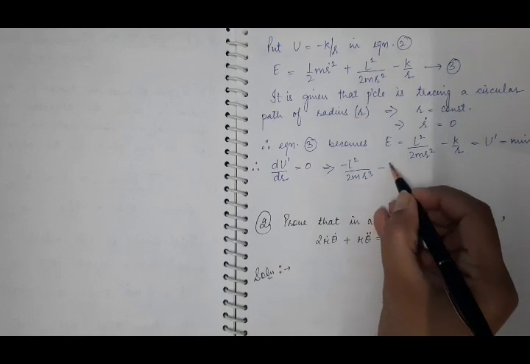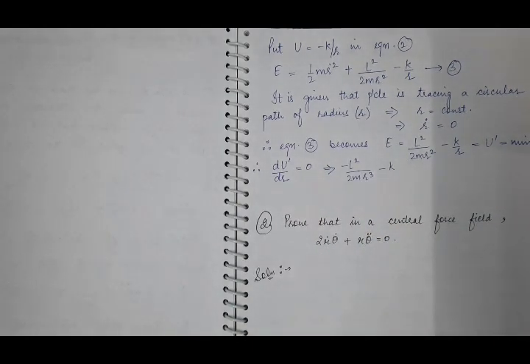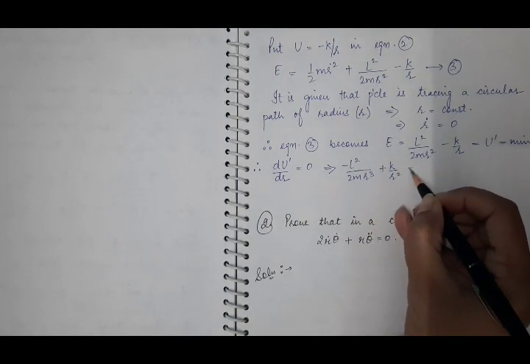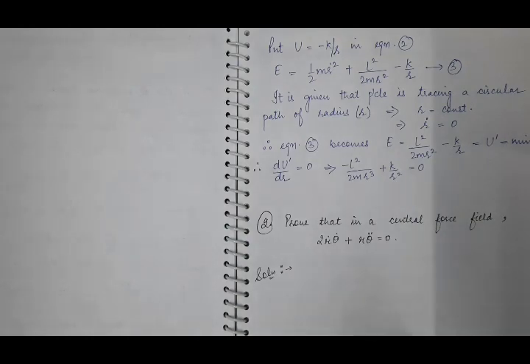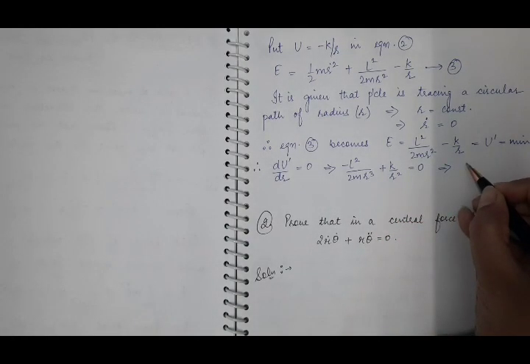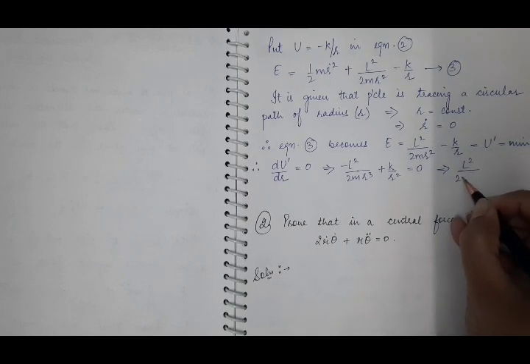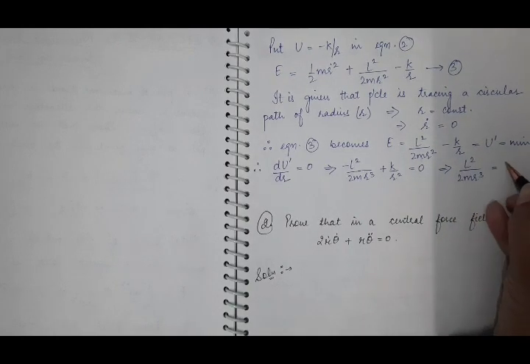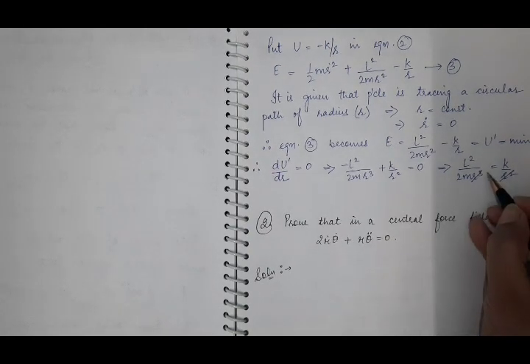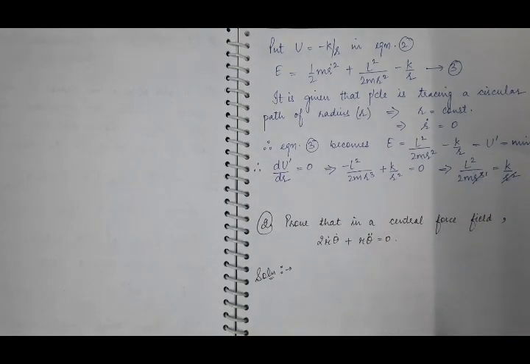Here we will have minus k as constant. Derivative of 1 by r will be minus 1 by r square, so minus and minus will be plus. It is equal to 0. Find the value of r from here, and you will get L square by 2mr cube equal to k by r square. So r raised to power 2 will be cancelled out, and here we will have 1 r.